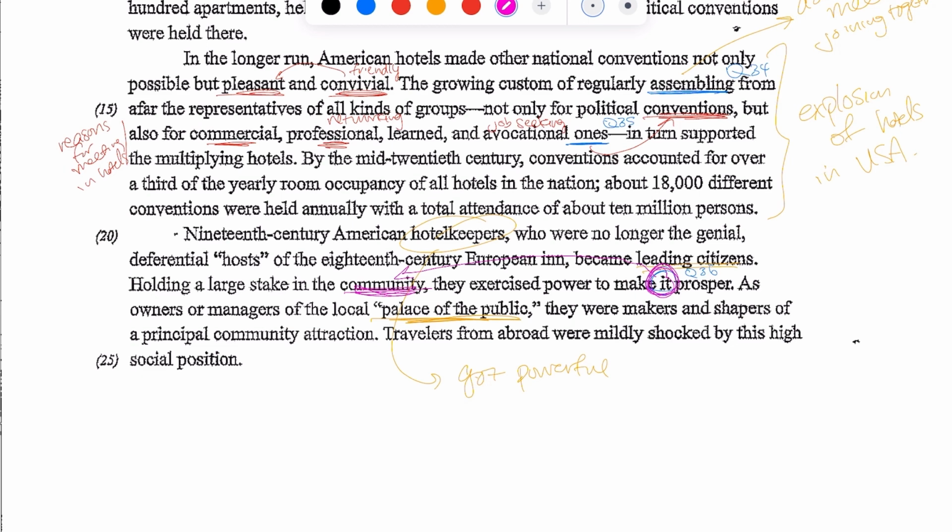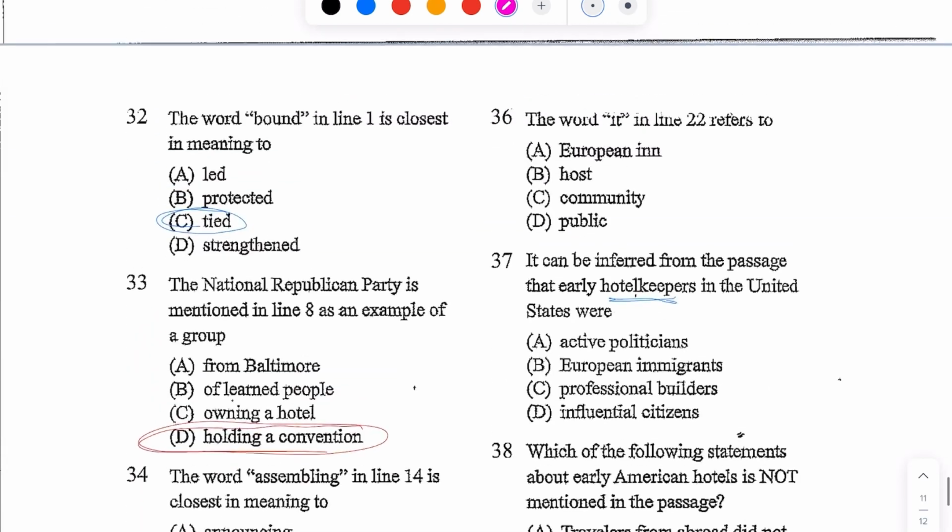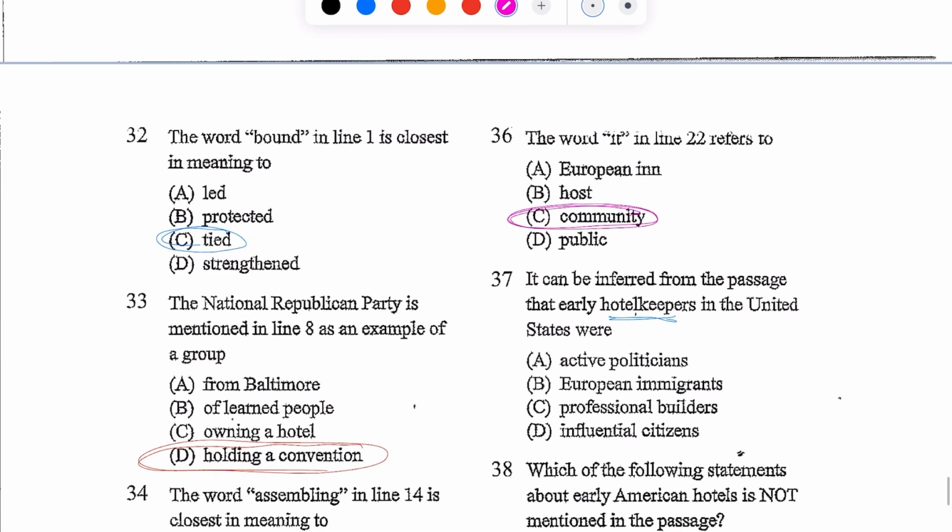So if you have a hotel in a community, the community is going to get a lot of money, it's going to prosper and become rich. So it refers to this community in choice C.